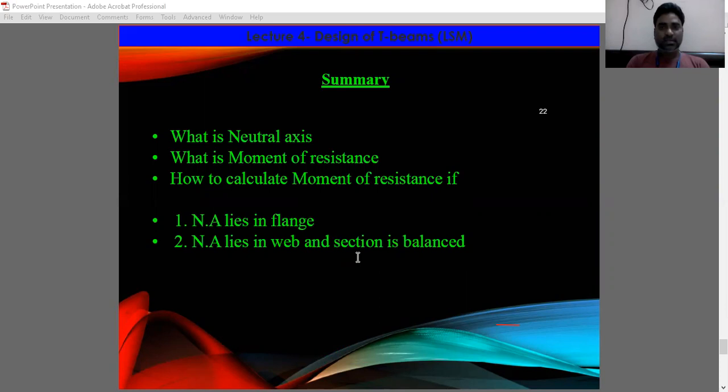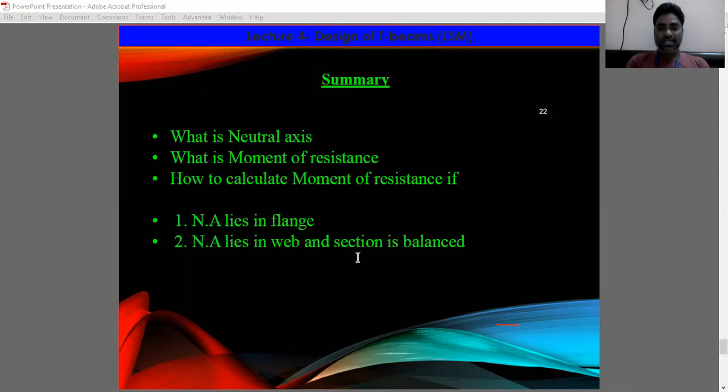So just summarizing what we have discussed till now. Today we discussed what is meant by neutral axis, moment of resistance, and how to determine this neutral axis and moment of resistance in T beams. That means in a T beam, the moment of resistance depends upon the depth of neutral axis, right? Because based upon this, the thickness of the flange will change the stress distribution diagram.